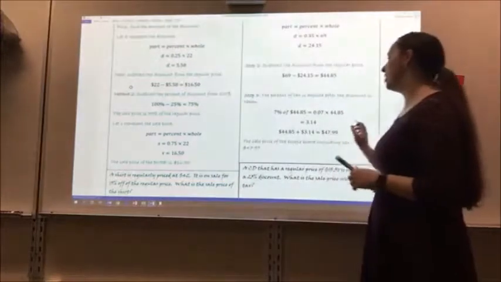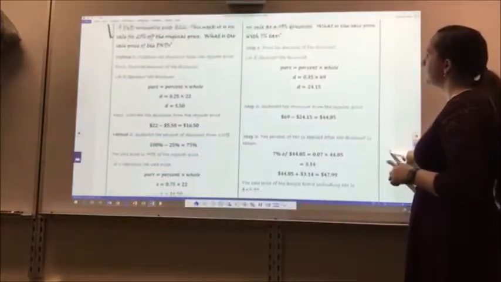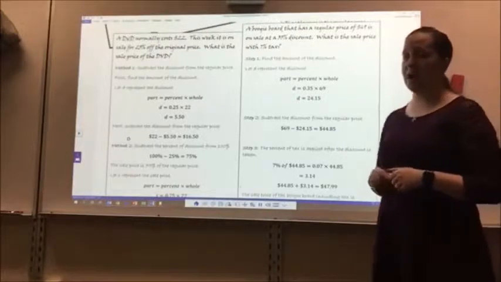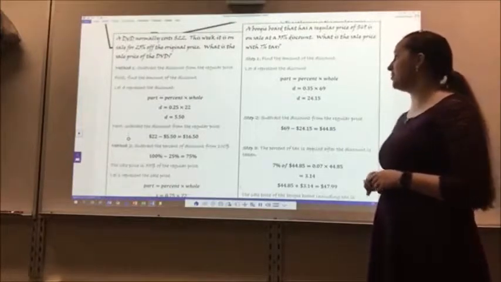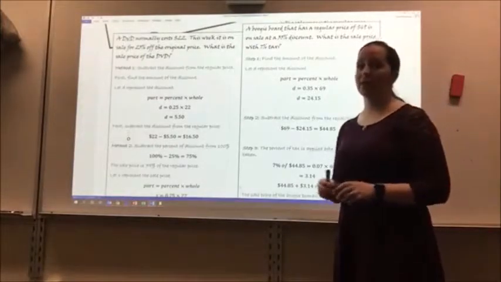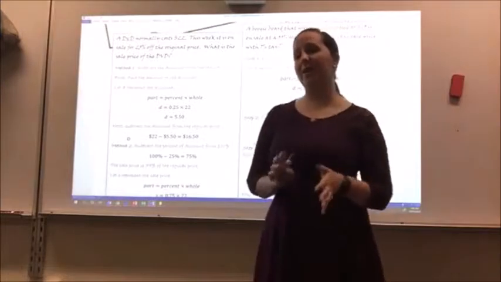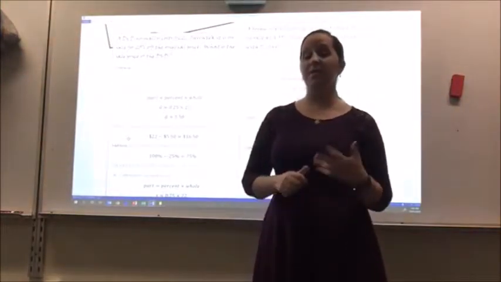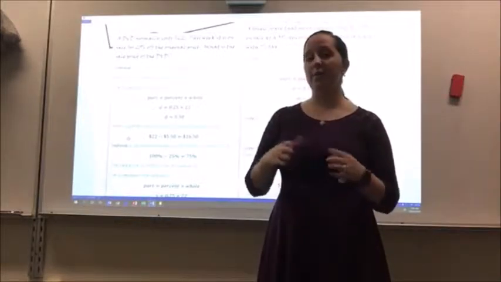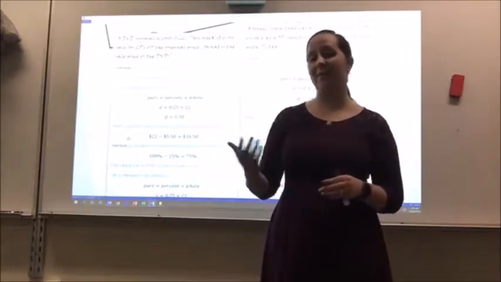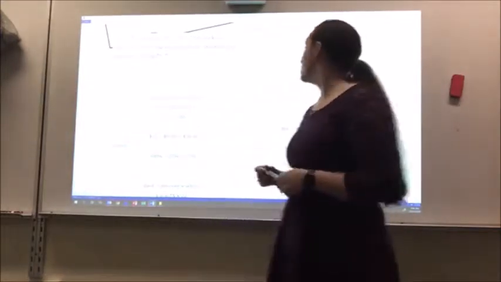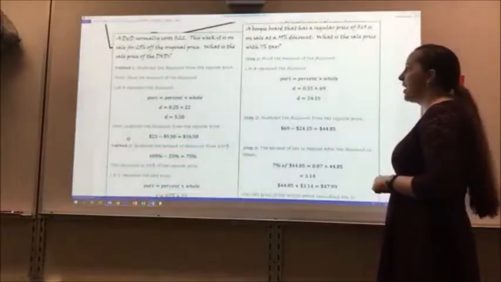So let's take a look at another example. A boogie board that has a regular price of $69 and is on sale at a 35% discount. What is the sale price with a 7% tax? So there are two things that we need to figure out here. First, we need to figure out what the discount on the board is. Then once we find that, we have to apply a 7% sales tax, which is what we actually did in the last lesson.